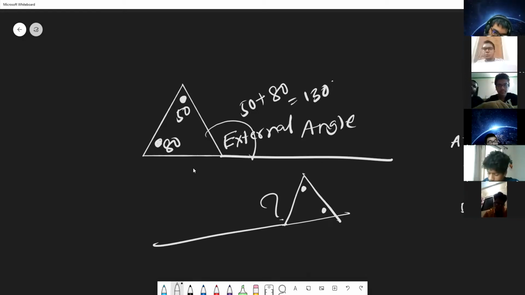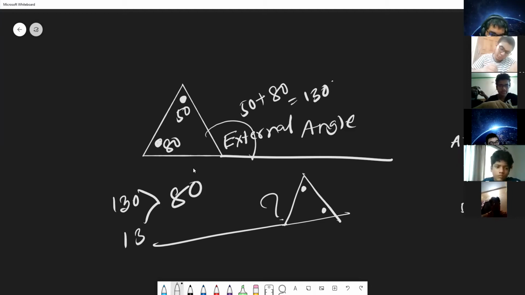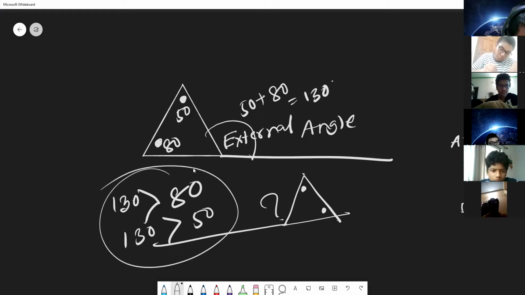So now if we see here, we write 130 is greater than 80, or 50 degree angle. 130 is also greater than 50 degrees. From the figure, is it possible that the external angle is greater than one internal angle? This external angle is greater than each opposite internal angle.